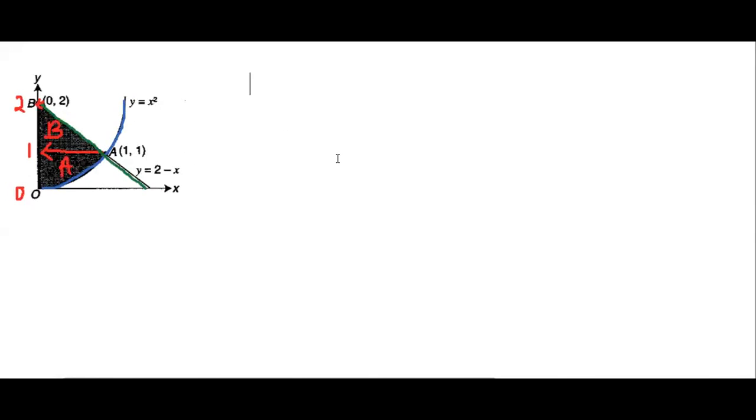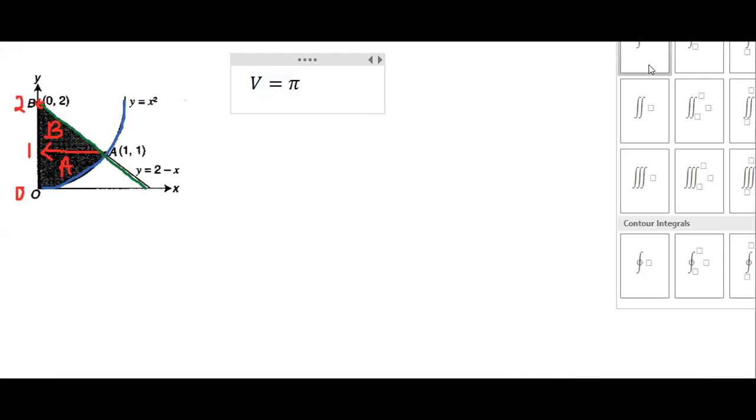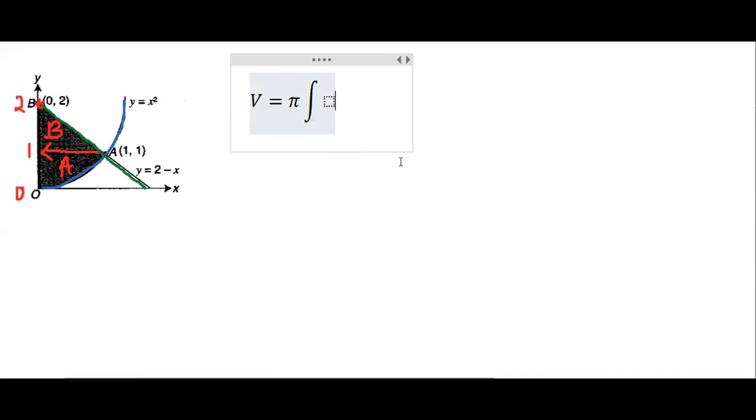Okay, before that, teacher ask you, volume for Y-axis. Dia berputar pada Y-axis. dx or dy? dy. Okay, what I should put inside? Kalau dy, x kuasa 2. Correct. X squared. So remember, Y-axis, dy.